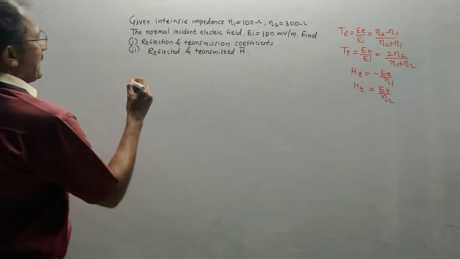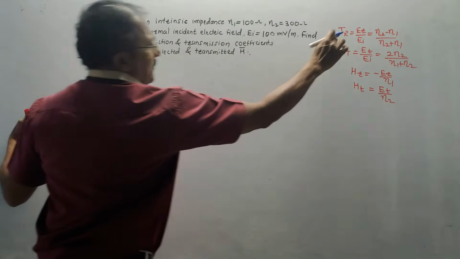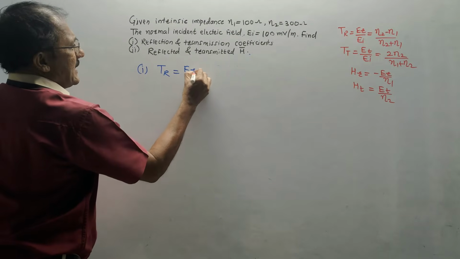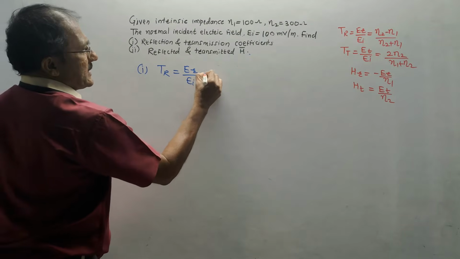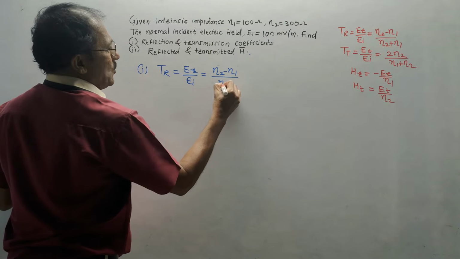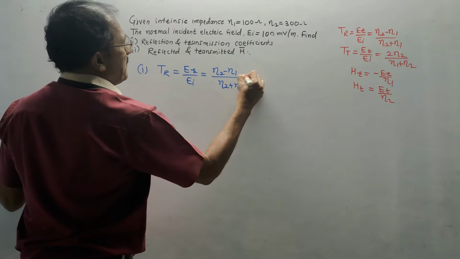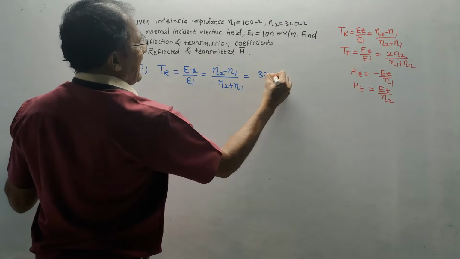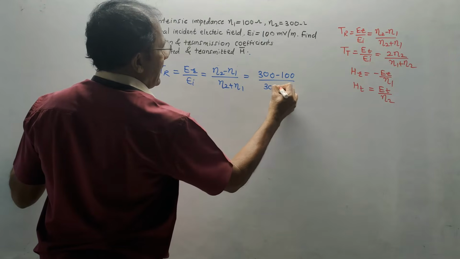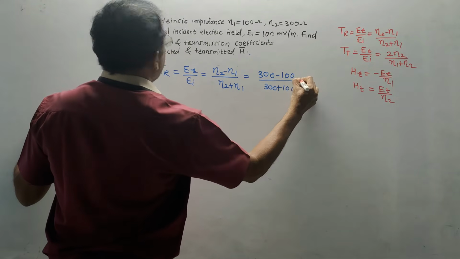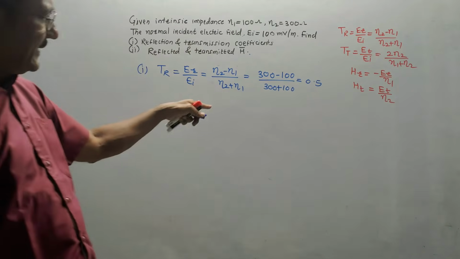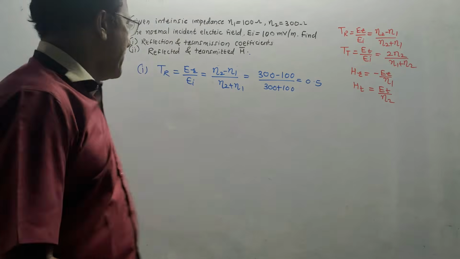Now, first part, I have this formula TR. So TR is given as ER upon EI, which is the same as eta 2 minus eta 1 upon eta 2 plus eta 1. Simply put the values. So it is eta 2 is 300 minus eta 1 is 100 divided by 300 plus 100. This value will be 0.5. Do remember it is a ratio of two impedances, so it is a unitless quantity.